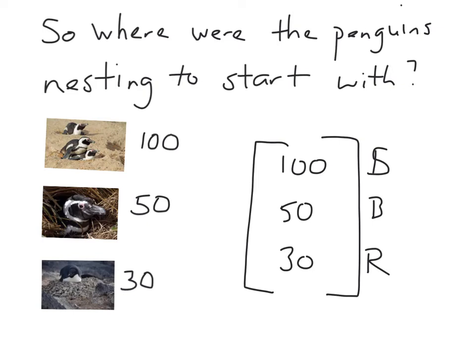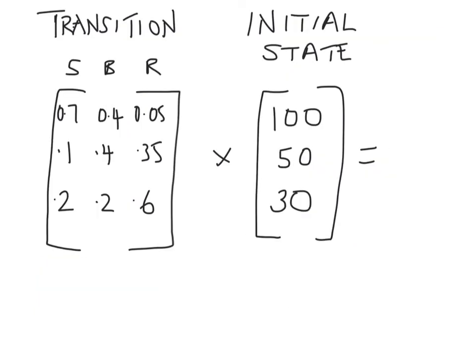That matrix has a special name. It's called the initial state matrix. That's how things started off in the nests. Okay. I can work out where the penguins will nest next year by multiplying my transition matrix times my initial state matrix. And when I do that, the answer will tell me where they will be next year.